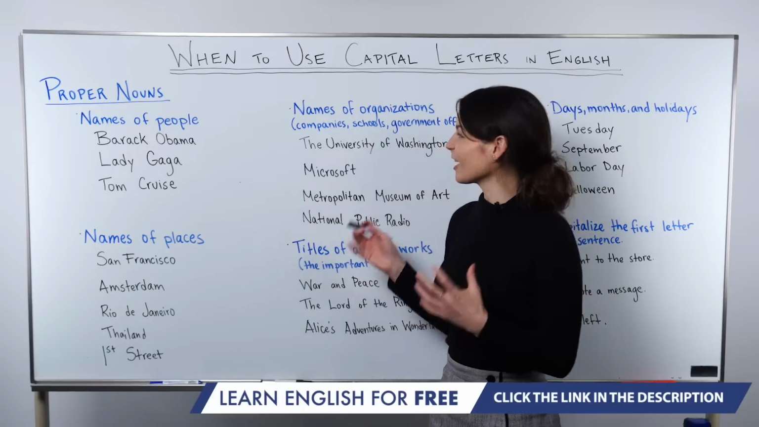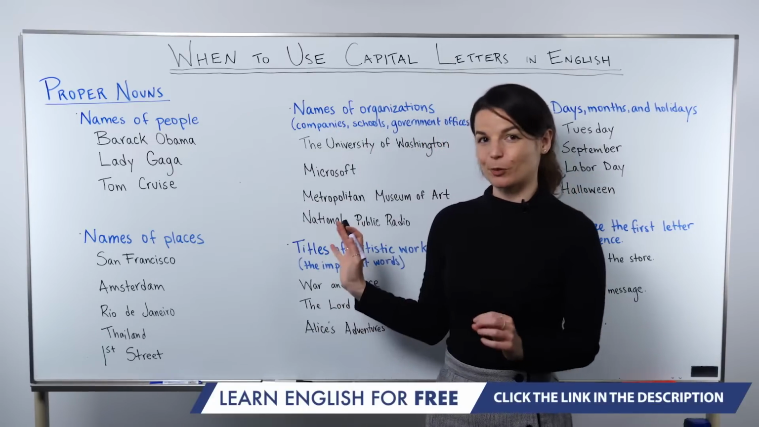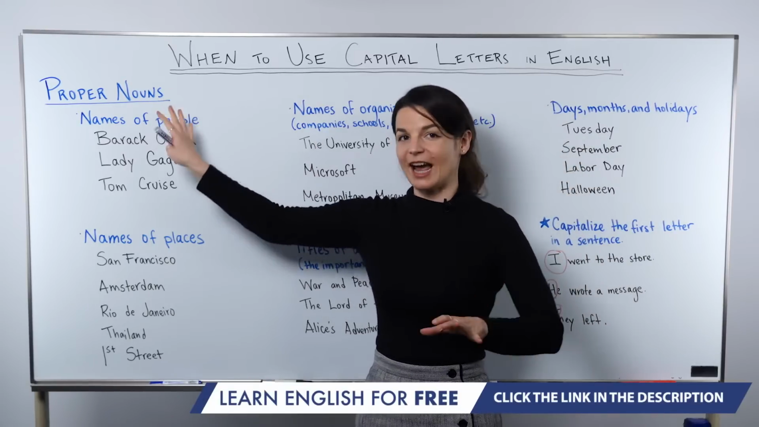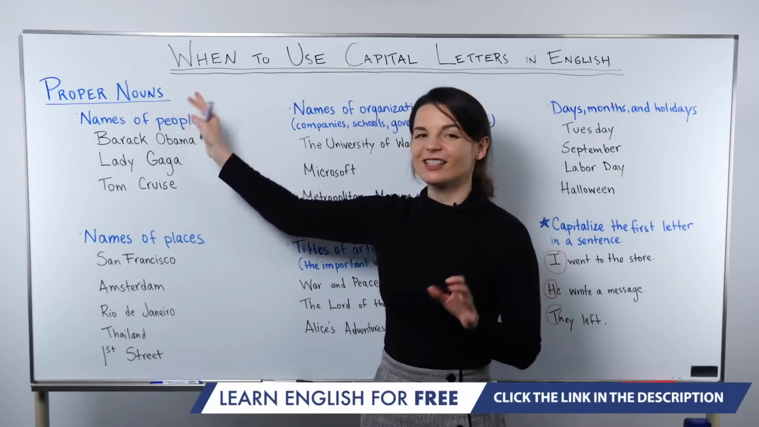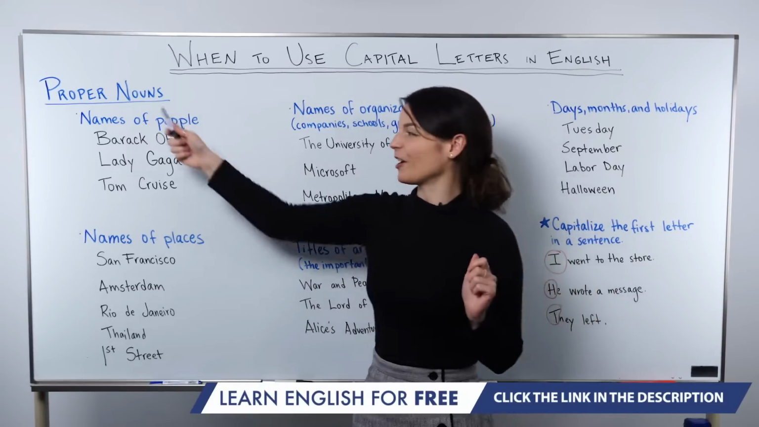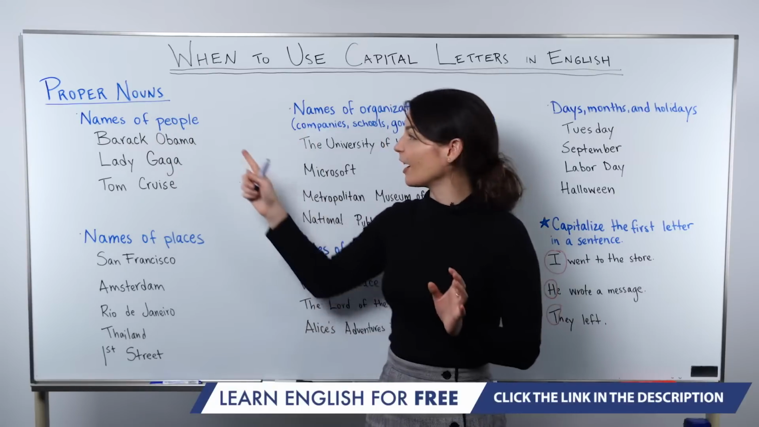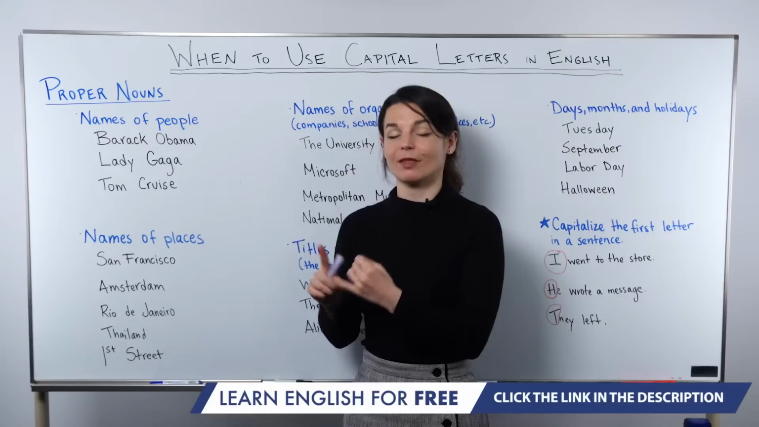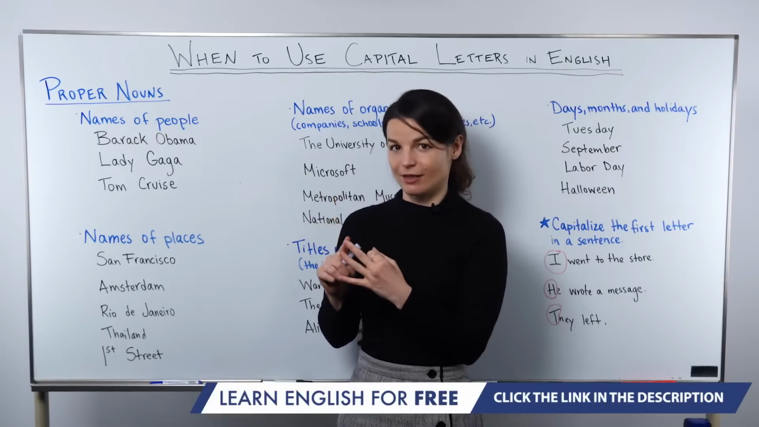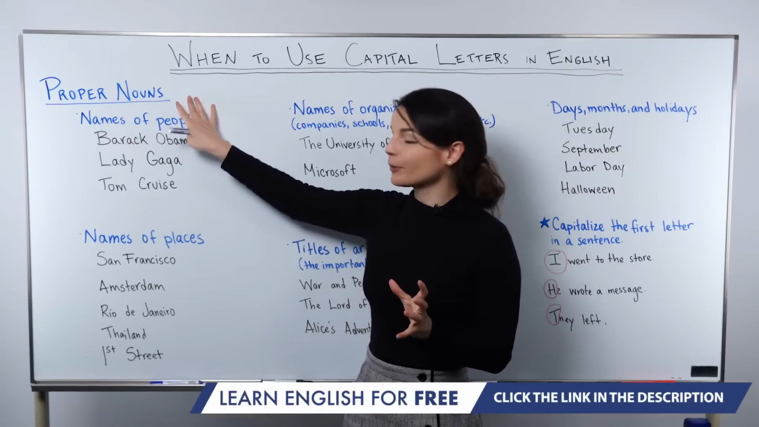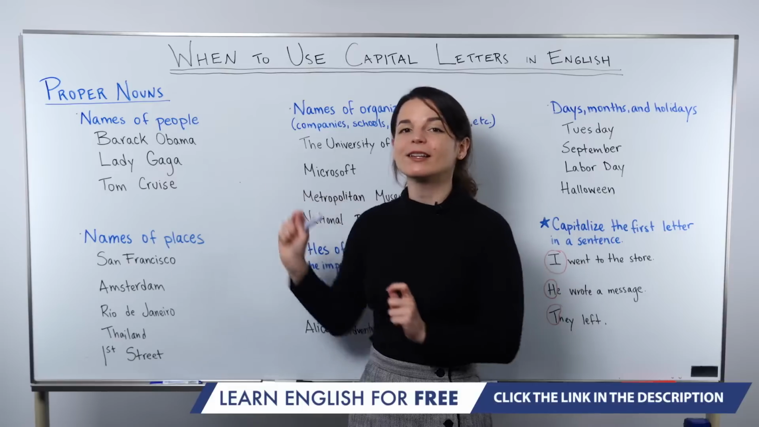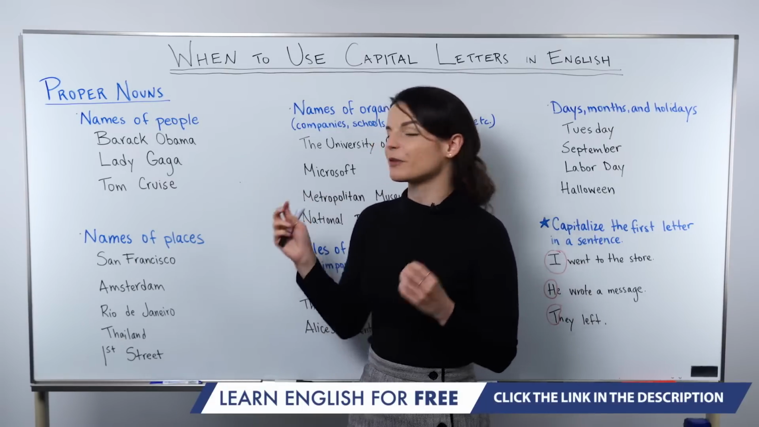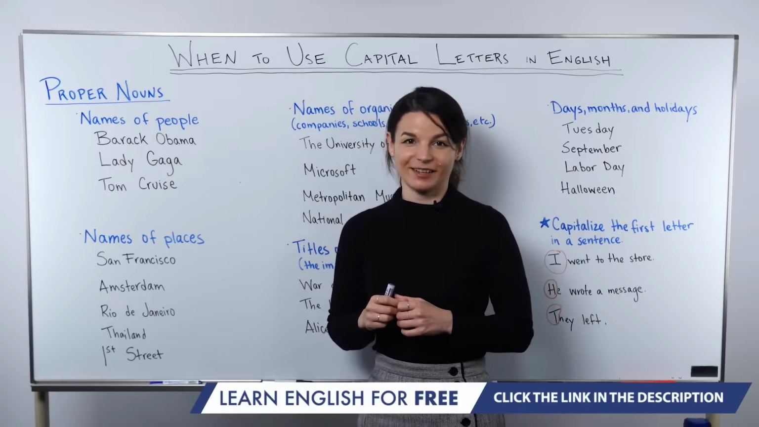Okay, first, I want to take a look at this part of the board. This part of the board includes what are called proper nouns. A proper noun is different from a regular noun, because a proper noun refers to the specific name of a person, the name of a place, or the name of a thing. So when we use a proper noun in our writing, we always need to capitalize the words in the proper nouns. So let's start with some very simple and easy examples.